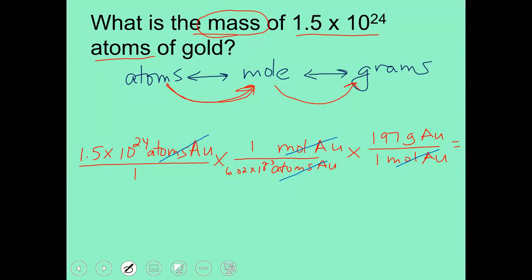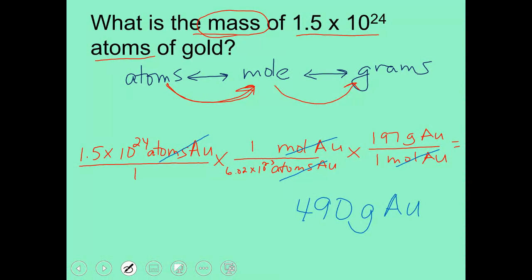To get our answer, we need to plug into our calculator 1.5 times 10 to the 24th, divide by the 6.02 times 10 to the 23rd, and multiply by 197. And I got 490, then it's like 0.8, and a whole bunch of numbers. But I'm going to round that to 2 sig figs, and my label is grams of gold.